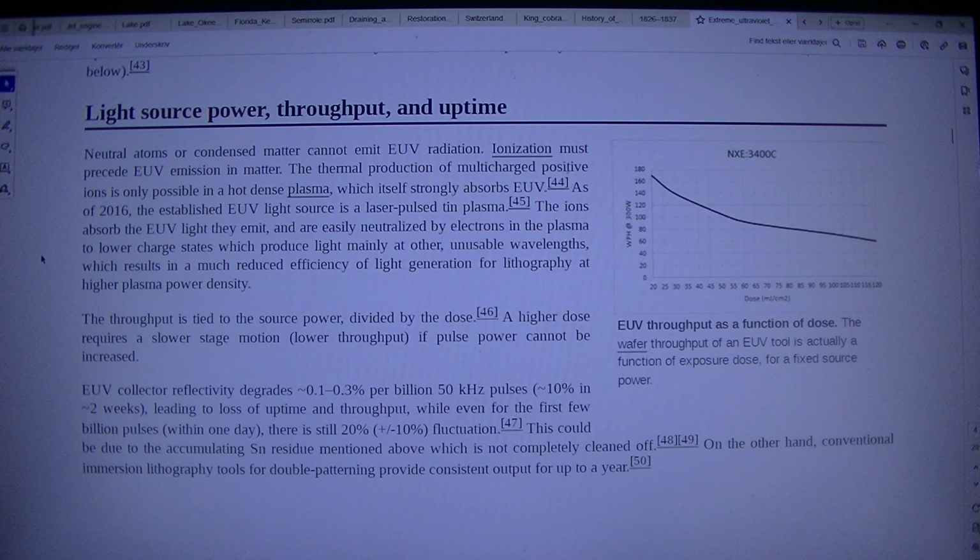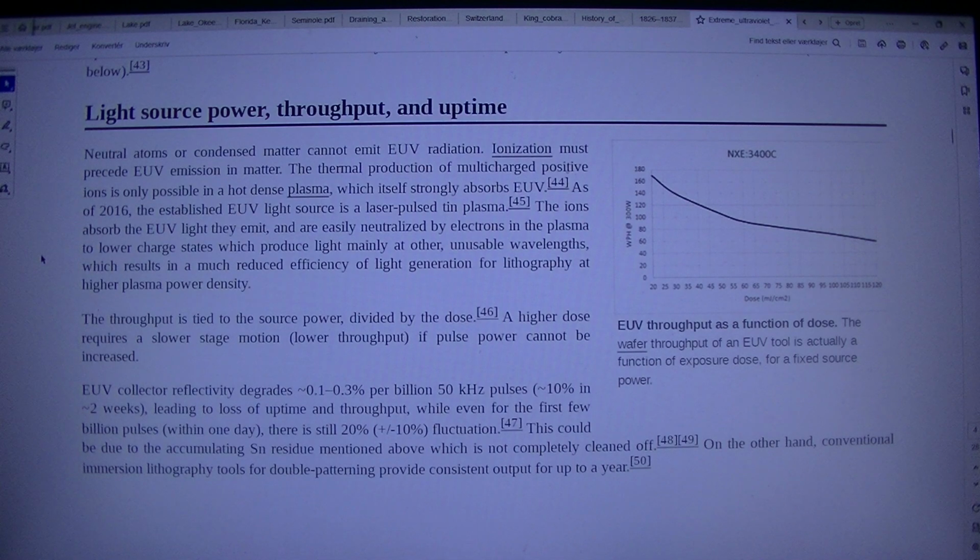45. The ions absorb the EUV light they emit, and are easily neutralized by electrons in the plasma to lower charge states which produce light mainly at other, unusable wavelengths, which results in a much reduced efficiency of light generation for lithography at higher plasma power density. The throughput is tied to the source power divided by the dose. 46. A higher dose requires a slower stage motion, lower throughput, if pulse power cannot be increased.